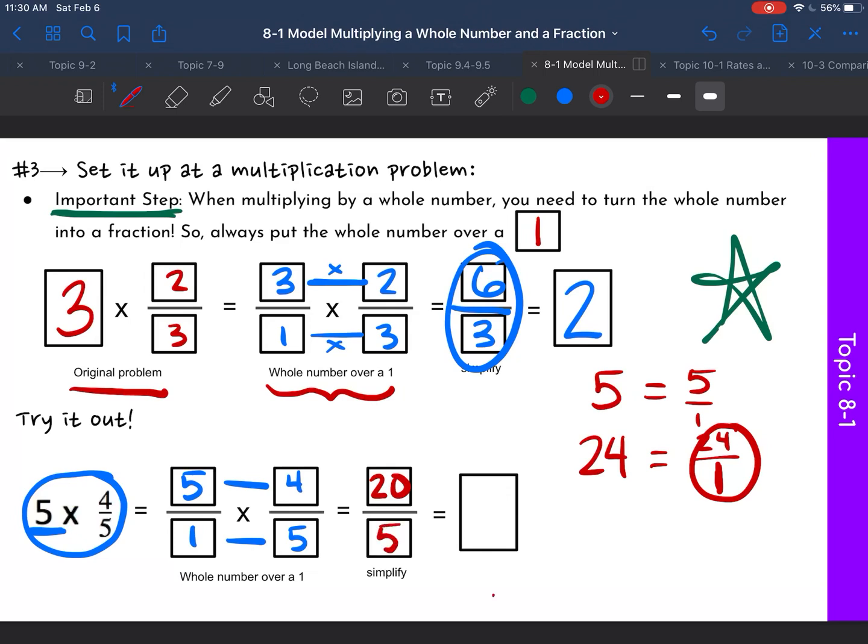Now again, this we call what type of fraction? This is an improper fraction. So we can't keep it like that. So remember, this line we learned last topic stands for division. 20 divided by 5. 5 goes into 20 4 times exactly. No remainder, so our answer is 4. All right.